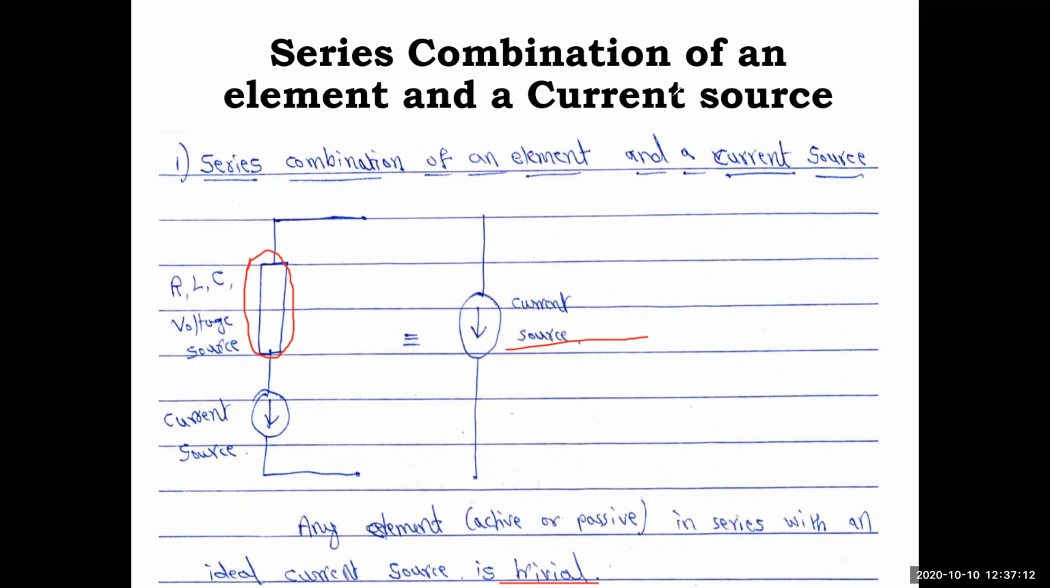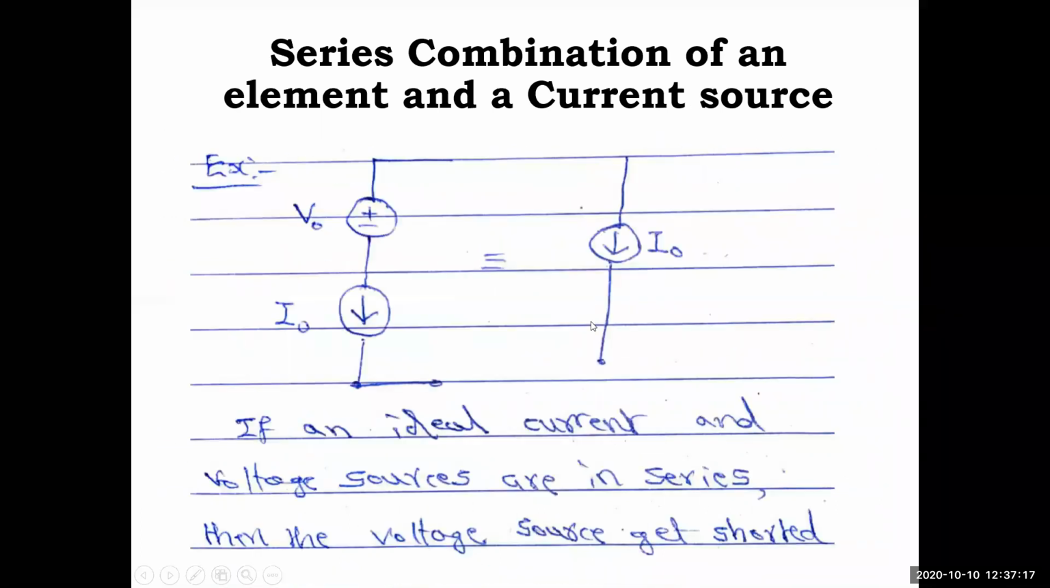We'll see an example. We will consider an active element and a passive element. Here we have taken an active element like a voltage source. This is an ideal current source, and if you connect a voltage source like this, which one should you consider? In series connection, you should always consider the current source. If an ideal current source and a voltage source are in series, then the voltage source gets shorted. Shorted means it will be replaced by a line. We'll see short and open circuit later.